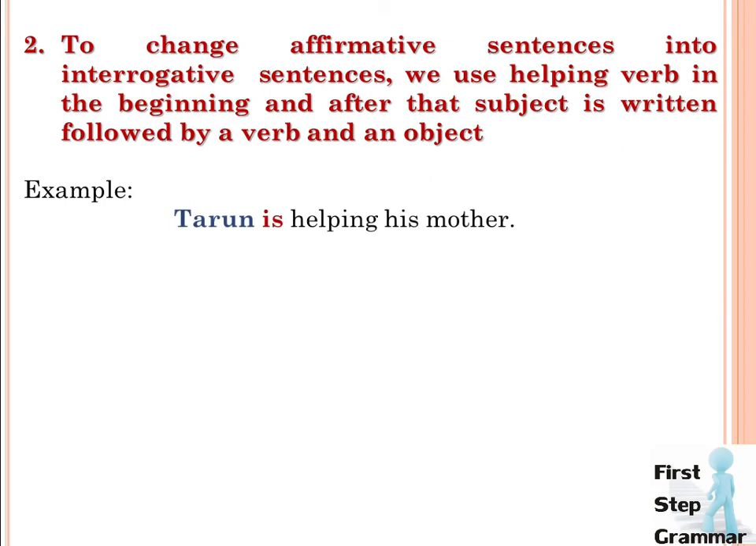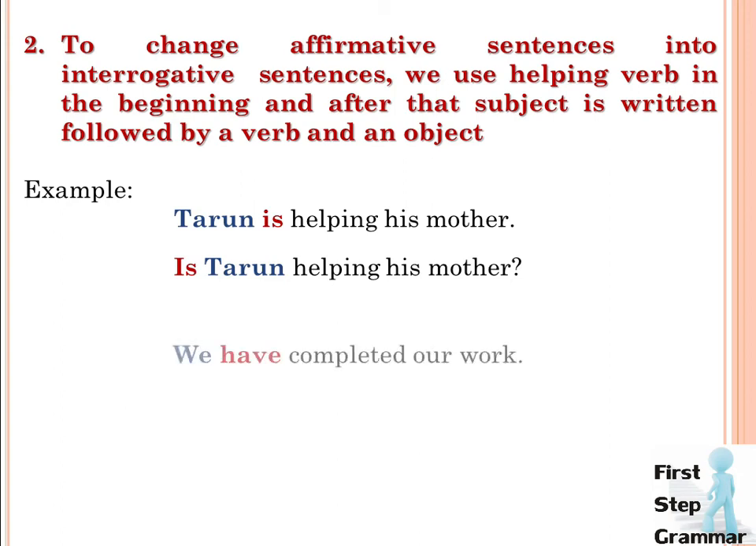Now here we have an affirmative sentence: Tarun is helping his mother. In this you can see Tarun is the subject and is the helping verb, and after that verb is used and then object. So when I want to change this part into interrogative sentence, the helping verb is will come in beginning, then we'll have Tarun means subject here, then the verb and then an object. So the sentence Tarun is helping his mother, which is an affirmative sentence, will be changed into interrogative sentence: is Tarun helping his mother? In the same way we have completed our work.